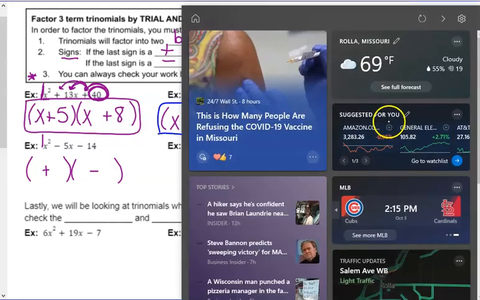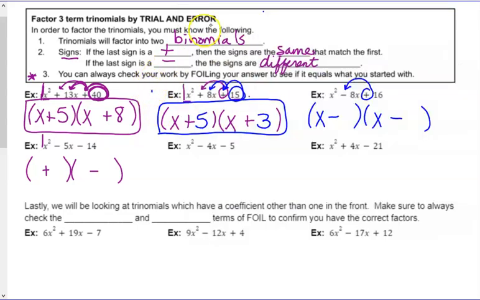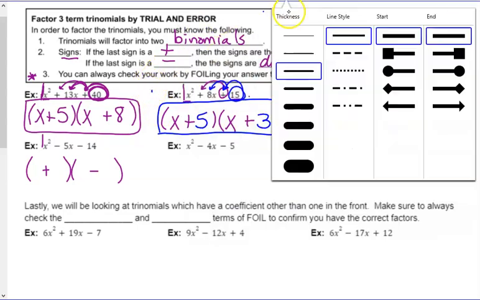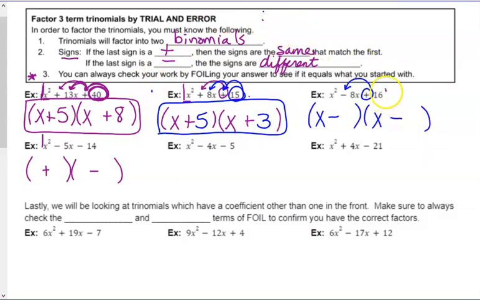And now I'm going to ask myself the question, what do I multiply to get 16 that I add to get 8? Let me say that again. What do I multiply to get 16 that I add to get 8? Well, in that sense, we have 1 and 16, 2 and 8, 4 and 4. When I add each one of those, the ones that add to give me 8 are 4 and 4.